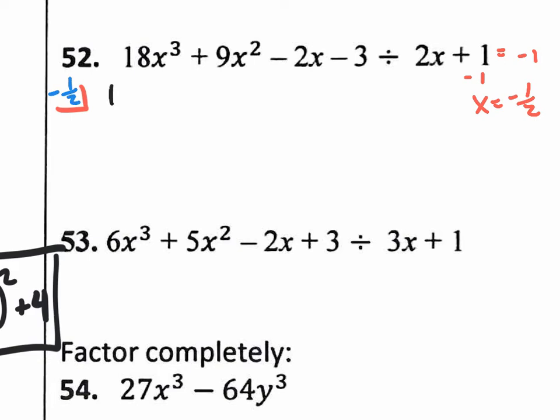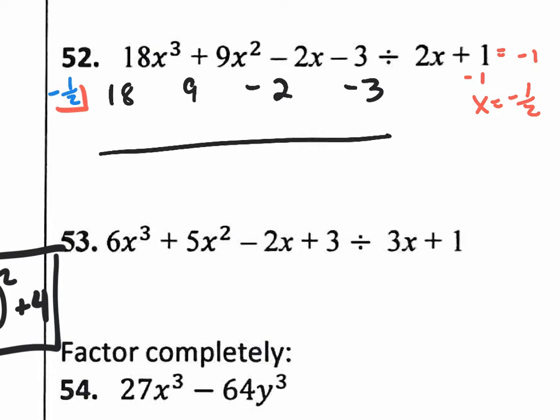And my coefficients would be 18, 9, negative 2, and negative 3. So as you go down, you combine. 18 comes down. And then negative half times 18, that gives you a negative 9. Then negative 9 and positive 9, that's 0. And then negative half times 0 is still 0. And then negative 2 plus 0 is negative 2. And then negative half times negative 2, that's positive 1. And your remainder is negative 2.